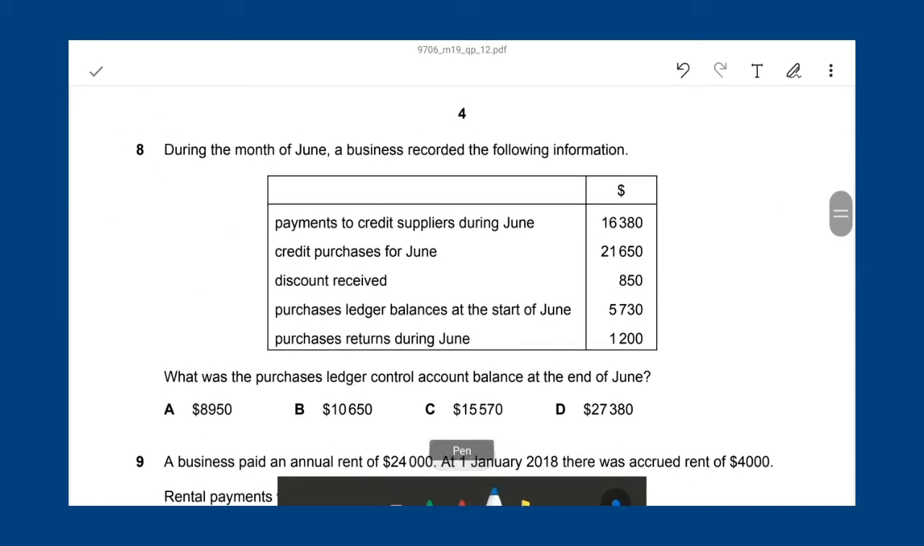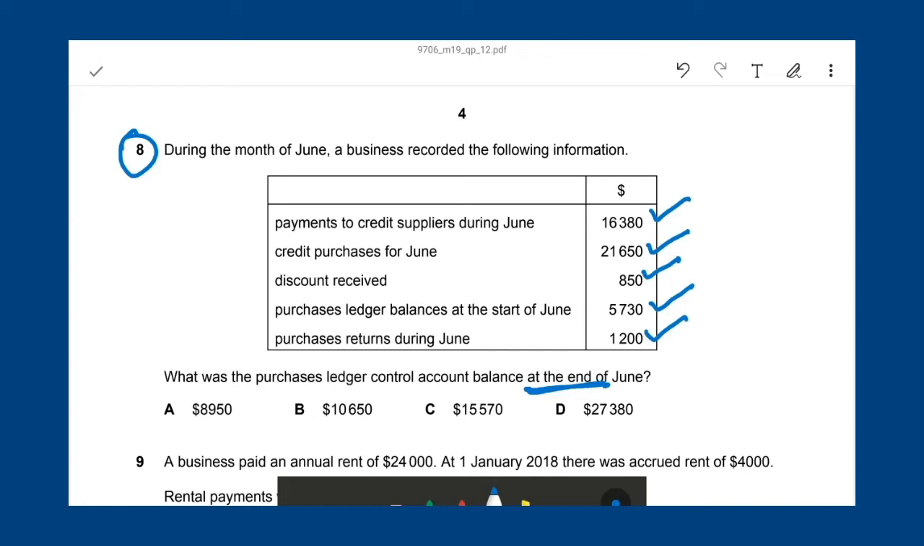Next, question number 8. Payment to credit suppliers during June. During the month of June, a business recorded the following information. Payment 16,380, credit purchase for June, discount received, opening balance of purchase ledger, purchase return. What was the purchase ledger control account balance at the end of June?